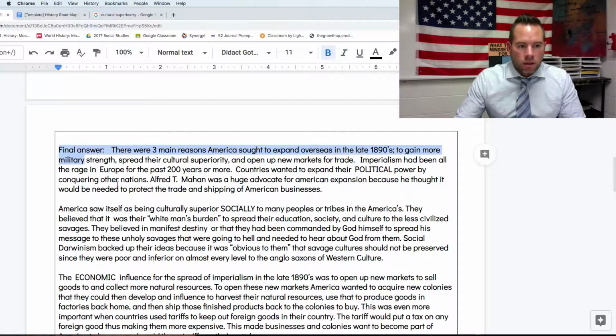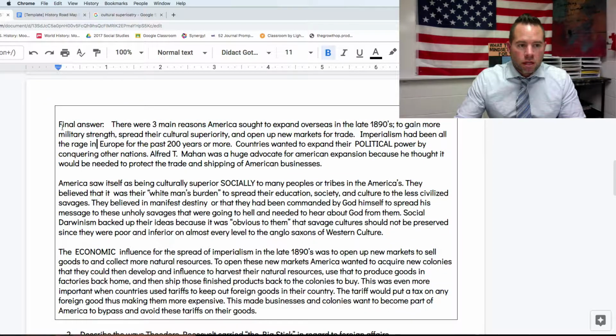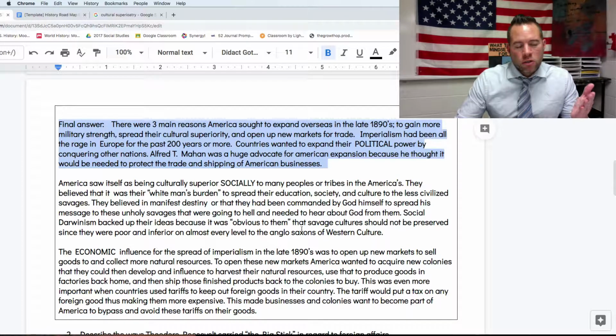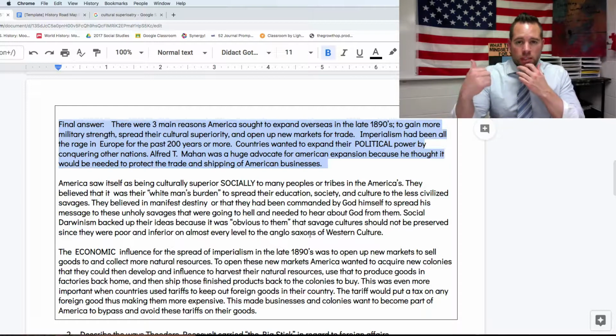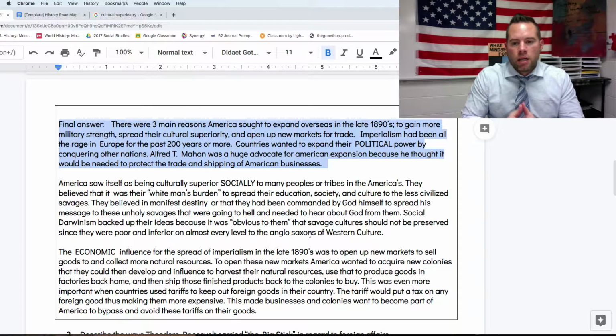I broke it up into three paragraphs to go along with each of the chunks or groups that I did. So the first paragraph: There were three main reasons America sought to expand overseas in the late 1890s: to gain more military strength, spread their cultural superiority, and open up new markets for trade. So that's like my opening sentence, right? I laid out my three chunks as to how I'm going to answer this question.